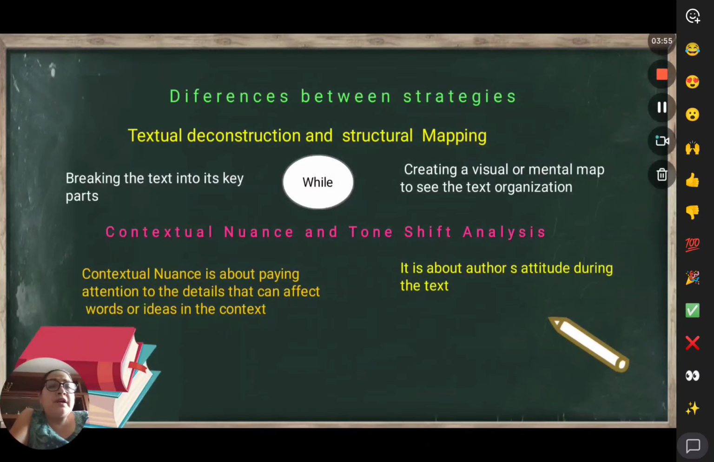On the other hand, we have contextual nuance and tone shift analysis. Contextual nuance is paying attention to details that can affect the text, the context. And the tone shift analysis is about the author's attitude during the text.